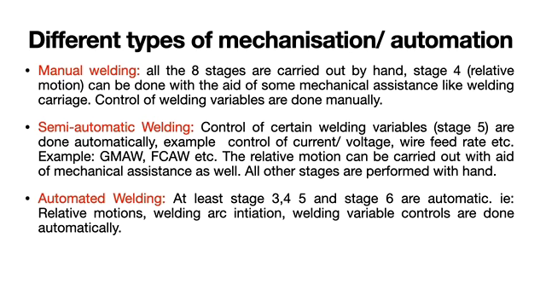Automated welding. Here in automated welding, at least the stages like relative motion, the arc initiation, and the control of welding variables shall be done automatically. So if we go back to the stages which I have discussed, stages 3, 4, 5 and 6 shall be done automatically. Only then we can call it automated welding. Not fully automatic, but automated. The minimum requirements are that relative motion, the arc initiation as well as control of the welding variables shall be done automatically.